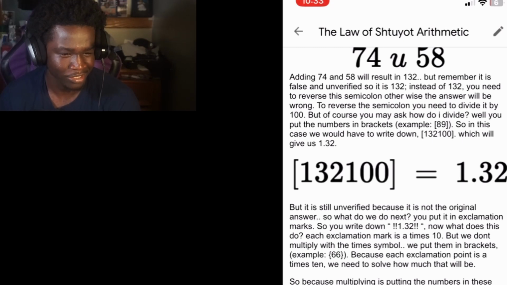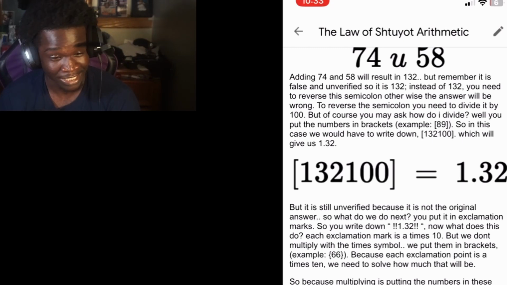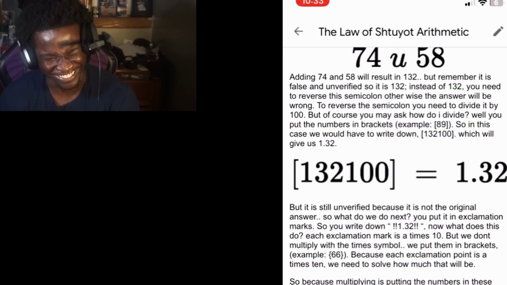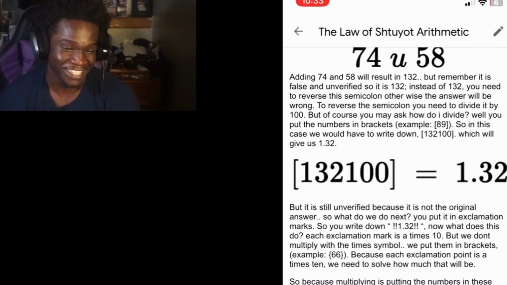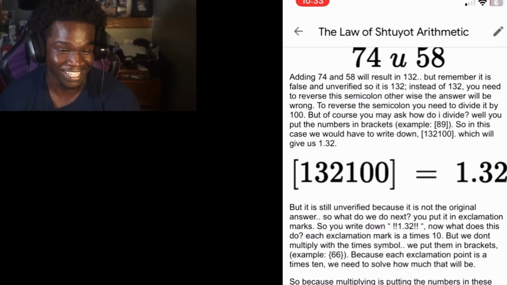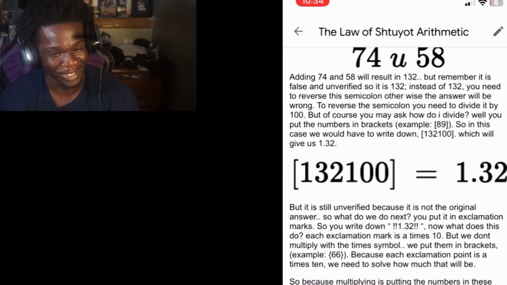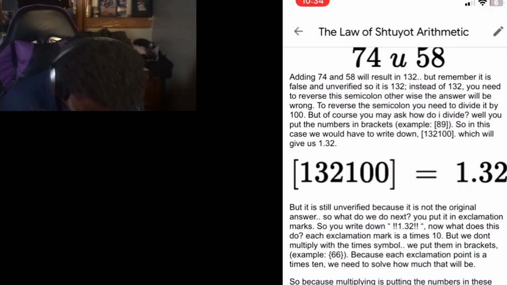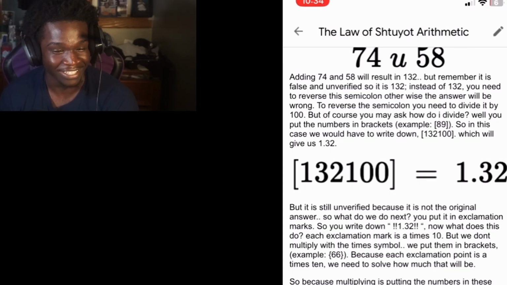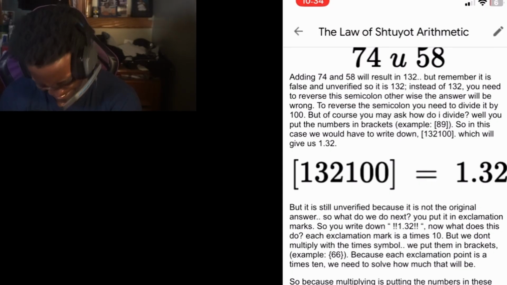But it is still unverified because it is not the original answer. So what do we do next? You put it in exclamation marks. So you write it down: 2 exclamation marks, 132. Now, what does this do? Each exclamation mark is a times 10, but we don't multiply with the times symbol. We put them in brackets.